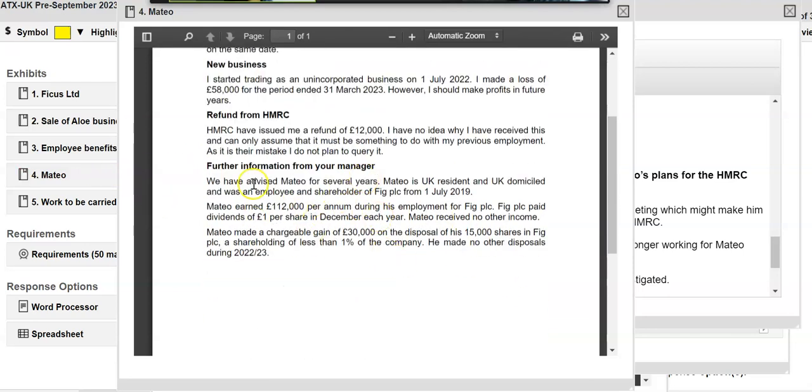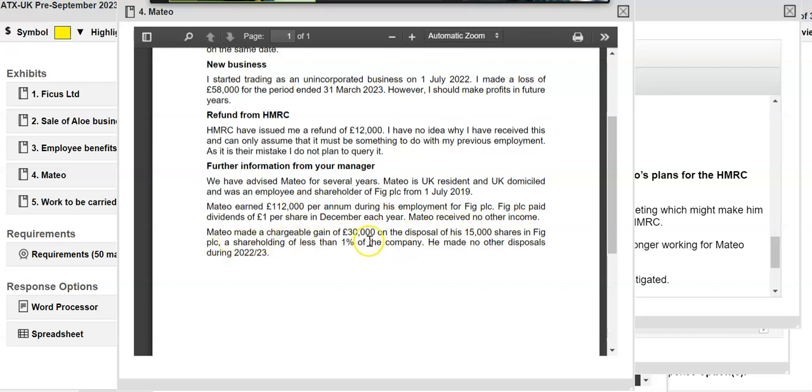Okay, here it is. For further information from the manager, we have advised Matthew for several years. Matthew is UK resident and UK domiciled and was an employee and shareholder of FIC PLC from 1st July 19. Matthew earned £102,000 per annum during his employment for FIC PLC. FIC PLC paid dividends of £1 per share in each year. So how many shares was he having? Okay, we have here. Matthew received no other income.